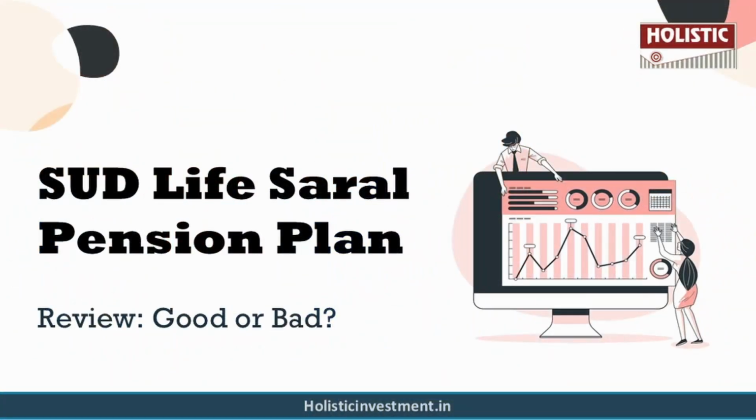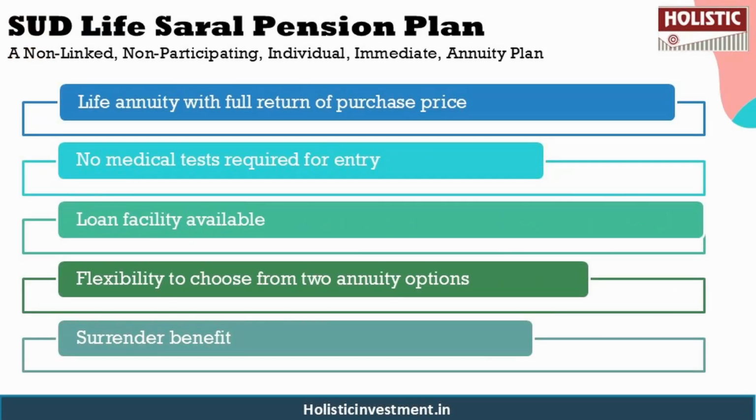Now, before analyzing this policy, let us first understand a few basic details about it. This is a non-linked, non-participating individual immediate annuity plan, and some of the key features of the policy are: you get life annuity with full return of purchase price. There are no medical tests required for entry, and there is a loan facility available against this policy. And you have the flexibility to choose from two annuity options.